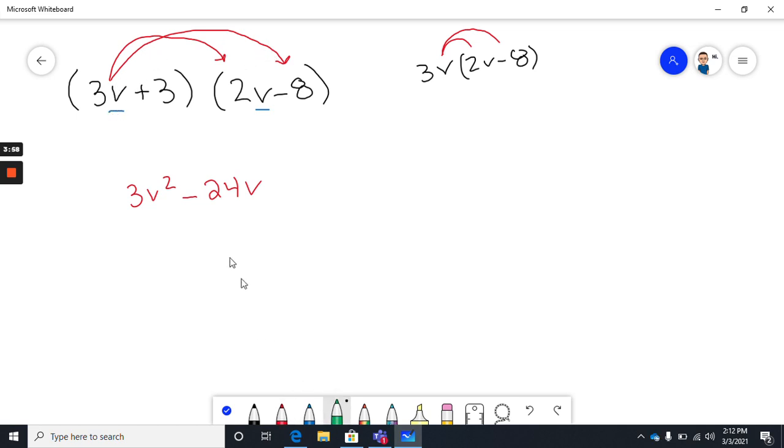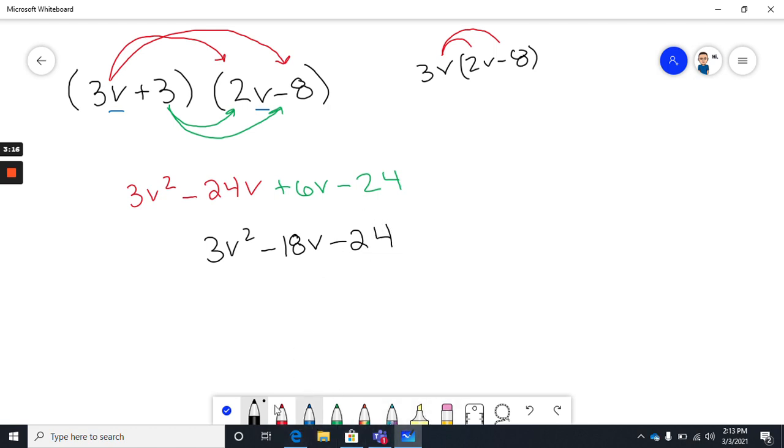We also have to multiply the 3. So 3 times 2v and 3 times negative 8. And so that's going to give us plus 6v minus 24. Now we can actually combine like terms. So 3v squared, nothing to combine with. Negative 24v plus 6v is going to be negative 18v and negative 24.